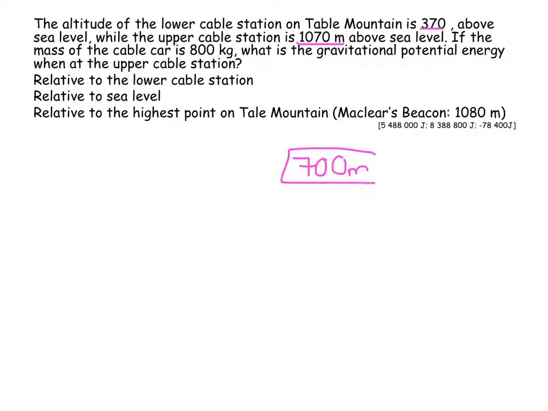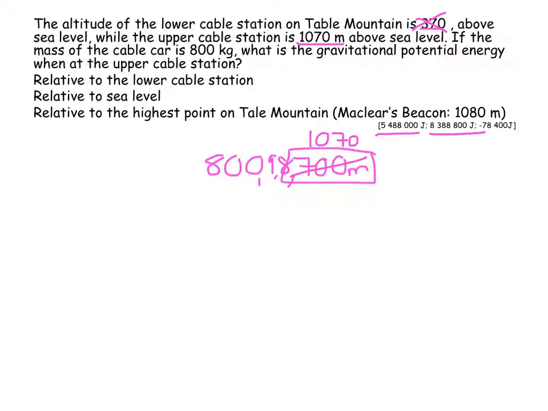So this is the distance that we're going to go through, and we're going to go 800 times 9,8, or 10 if you prefer, times 700. And you land up with that over there. Relative to sea level, now we don't care about the lower cable station. We want to go all the way to sea level. So instead of multiplying by 700 meters, I multiply by 1070 meters, and I get that answer over there.